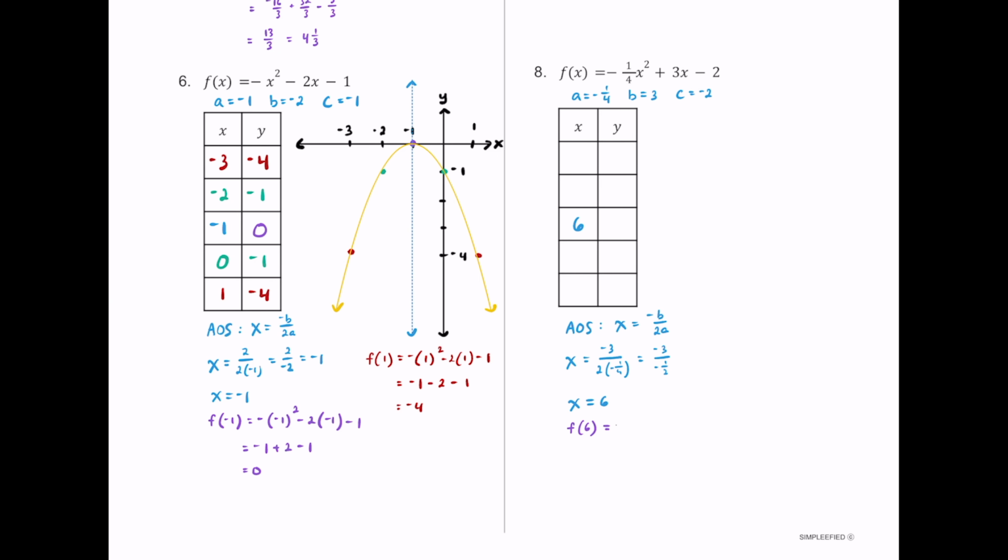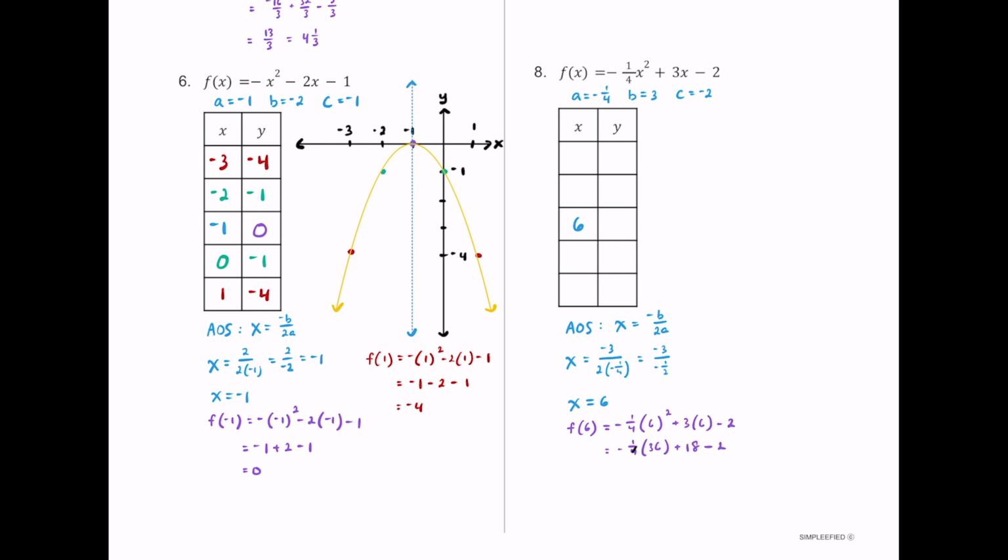F of 6 is going to be negative 1/4 multiplied by this 6 squared plus 3 times 6, and then minus 2. So 6 squared is 36. We have negative 1/4 of 36. I think we're going to have some nice cross canceling. 3 times 6 is 18 minus 2.